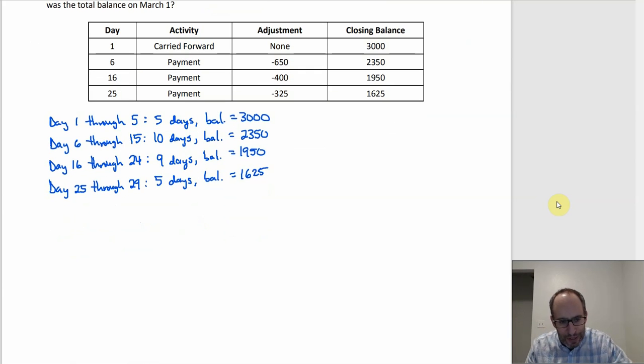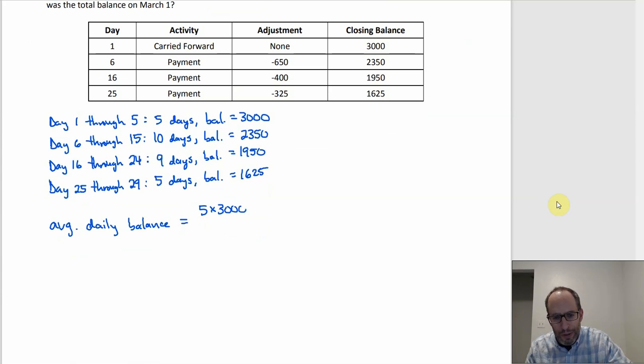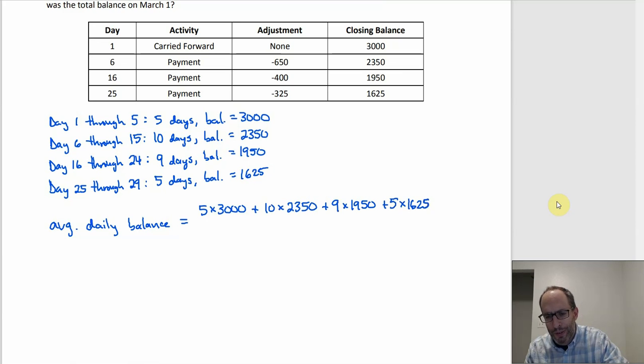All right, so let's see, the average daily balance. All right, that's going to be 5 times 3,000 plus 10 times 2350 plus 9 times 1950, and then plus 5 times 1625, and that's all over 29.